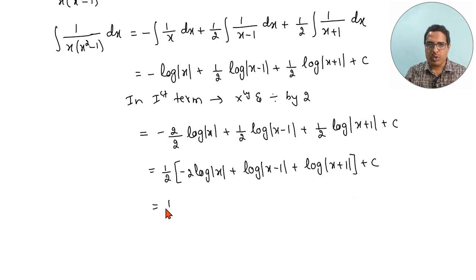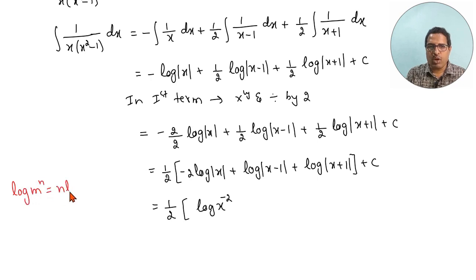This will be equal to 1 by 2 times of. Further simplify this one as log of x, this minus 2 will become the power, it becomes x power of minus 2. Now since we know this property, log m power of n will be equal to n log of m. So here the expression is in the form of n log of m, so that can be written as log m power of n.